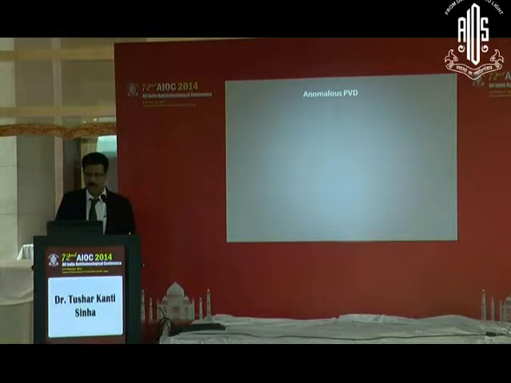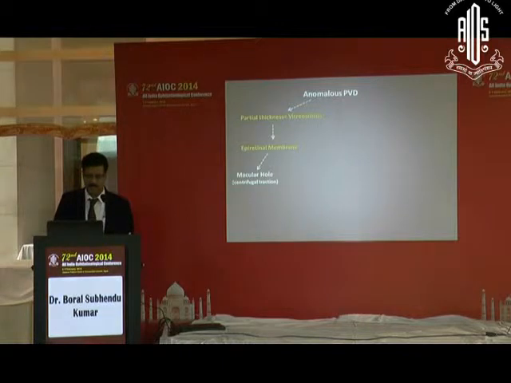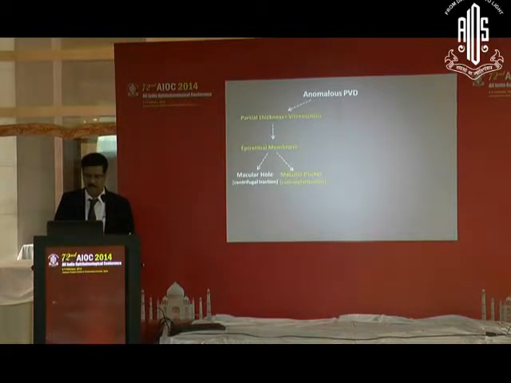Now, what is happening with anomalous PVD? Anomalous PVD can be partial thickness, which may lead to vitreoschisis, which may lead to epiretinal membrane formation. Ultimately, if there is centrifugal traction, it can lead to macular hole, and if there is centripetal traction, it can lead to macular pucker. And if it is full thickness anomalous PVD, it can lead to partial PVD. You should know that in diabetes, partial PVD is very common. Complete PVD is very uncommon.